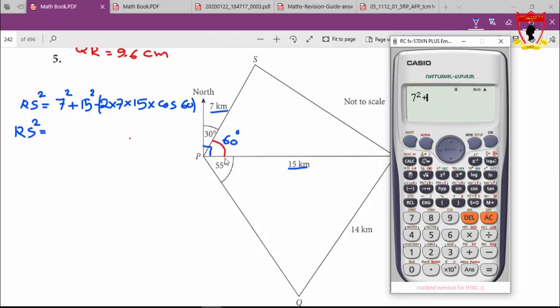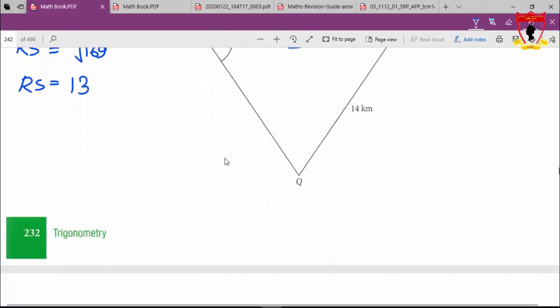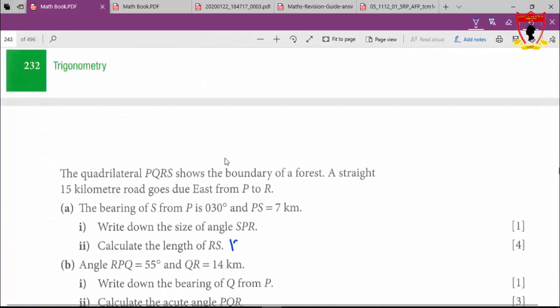7 squared plus 15 squared minus brackets 2 times 7 times 15, then times cosine of 60. It's equal to 169. Then this 169 is RS squared, but we need RS without the square. It means we must take a square root. The square root of 169 is 13, so RS is 13 kilometers, as the others are in kilometers. RS is 13 kilometers. And this angle was 60 degrees.